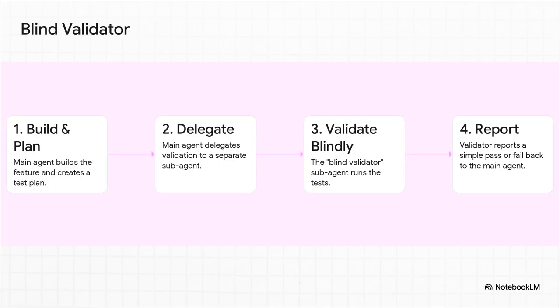So how do you verify? You build a system for it, like this. Your main agent builds the feature and also creates a test plan. But, and this is the critical step, it doesn't run the test itself. It delegates that job to a totally separate, blind validator subagent. This validator runs the tests without any bias, without any knowledge of how the code was written. It just reports back a simple pass or fail. This closes the loop and proves the code actually does what it's supposed to do.